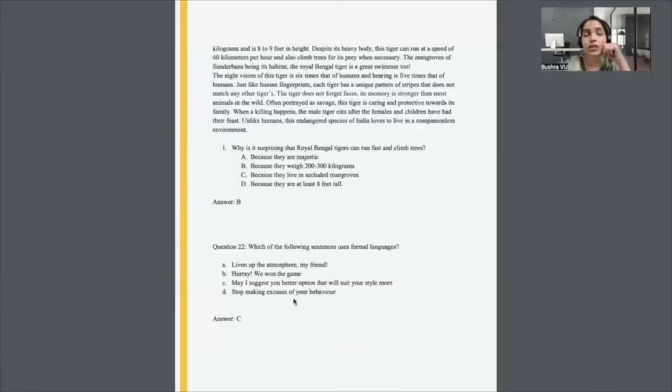So what I would recommend is, if there are a lot of questions asked from one passage, then read the passage thoroughly. But if there are only 1 or 2 questions asked from one passage, you cannot afford spending 10 minutes on a passage to answer one question. That is not a wise thing to do in the test.